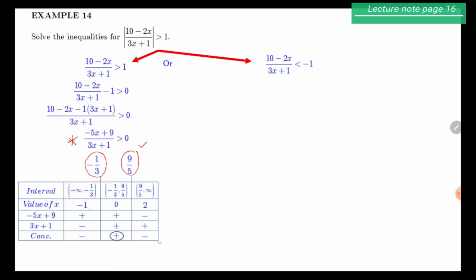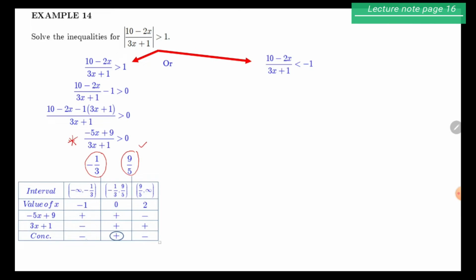Now for the value of x, we can choose any value in the correct interval. So I'll choose negative 1, 0 and 2. For the factor negative 5x plus 9 from the numerator of our fraction, we have the sign of positive for this interval, positive for the next, and then for the last interval, we have the negative sign. Do the same for our denominator factor, which is 3x plus 1. So we have negative after you substitute the value of negative 1, and then positive and positive for 0 and 2.